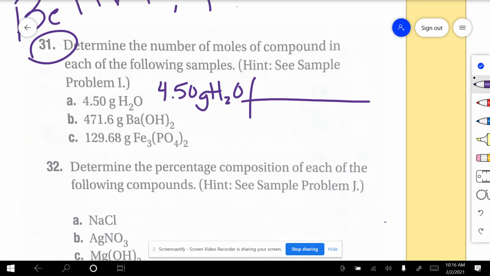So what am I trying to get rid of here? Grams. Where does it go? On the bottom. Don't even think about a number until you get your units right. Write grams of water. What am I trying to get? Moles.